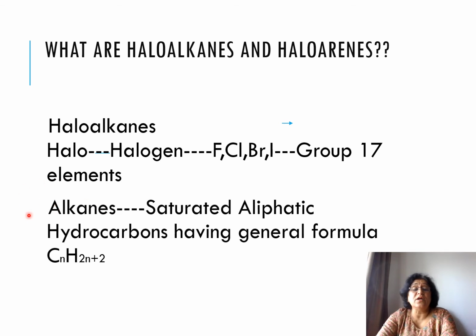Then alkanes. What are alkanes? Alkanes are saturated aliphatic hydrocarbons having general formula CnH2n+2. So the examples are, if you put the value of n as 1, it is methane, CH4, and if you put n as 2, it is ethane, C2H6.